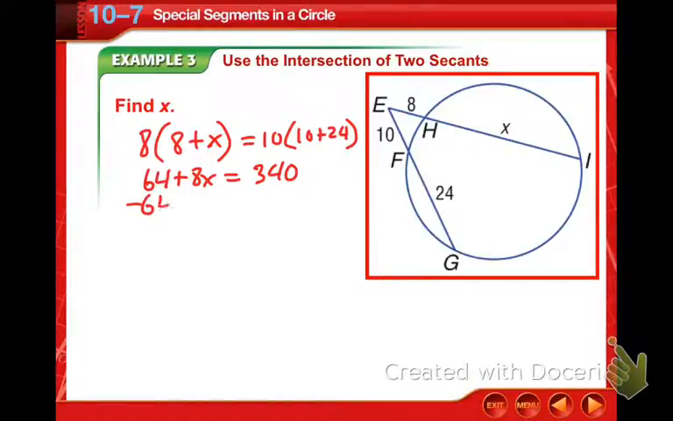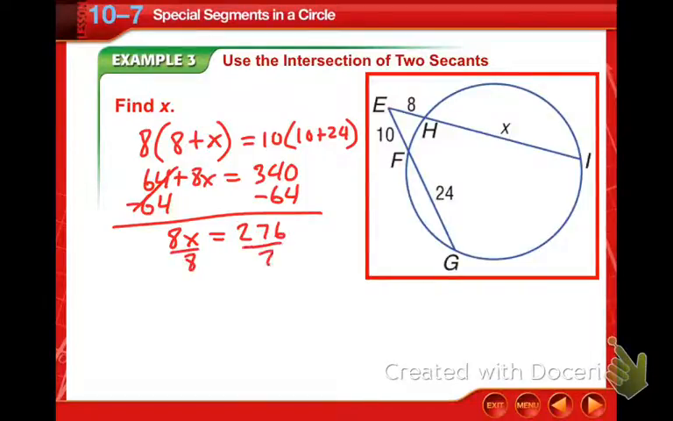Subtract 64 from both sides. 8x is equal to 276. And we divide by 8. And x comes out to be 34.5 and no units. So that's it.